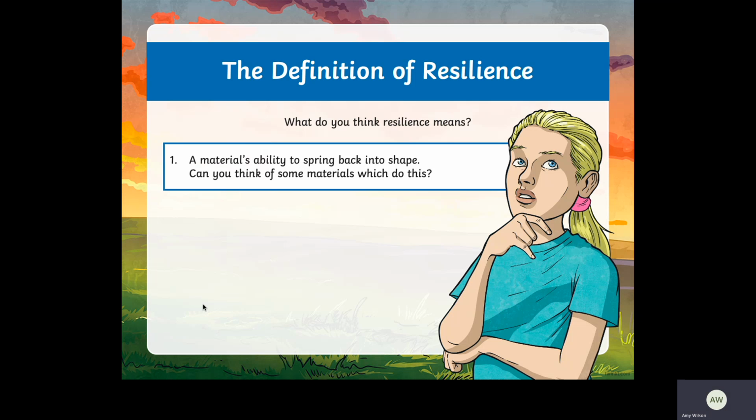So there's two definitions of resilience if we look it up in a dictionary. And the first one is a material's ability to spring back into shape. A material's ability to spring back into shape. So can you think of any materials which might do that? That might spring back into shape? Have a little think. If you scrunched something up, what material could you think that would spring back into shape?